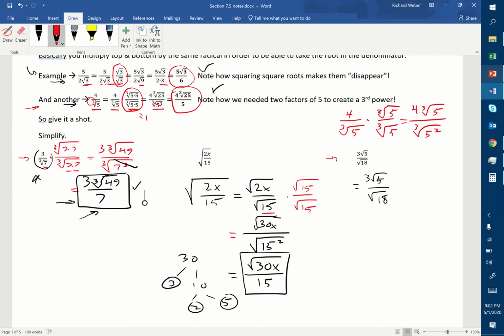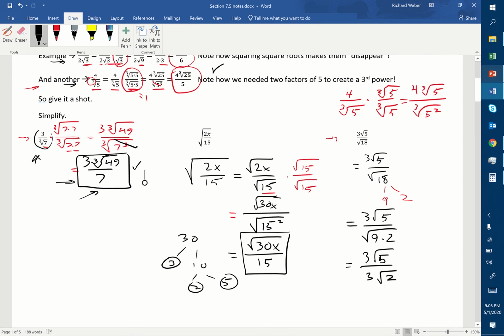I like to go after this guy and go, I know that 18, I'm starting to get better with these numbers, I hope you are too, is 9 times 2. So I am going to go after simplifying radical 18. It's the square root of 9 times 2, and so it's going to make our work easier when we get to rationalizing. So we end up with 3 square root of 2.